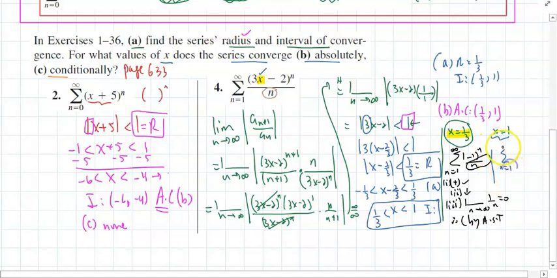And if we let x equal 1, replacing this x by 1, 3 minus 2 is 1, n equal 1 to infinity of 1 to the n over n, which is a p-series, diverges. So we're going to say this series is absolutely convergent from 1/3 to 1, and it is conditionally convergent only when x equals 1/3.